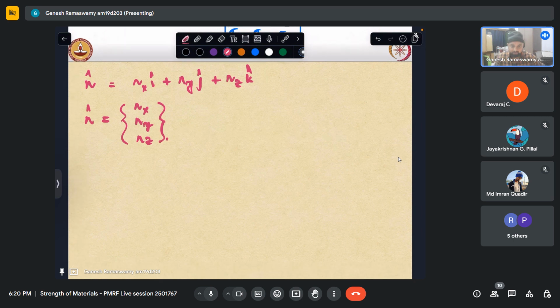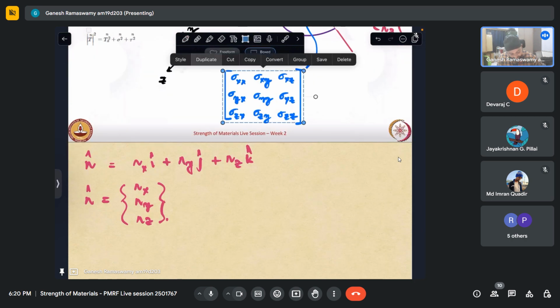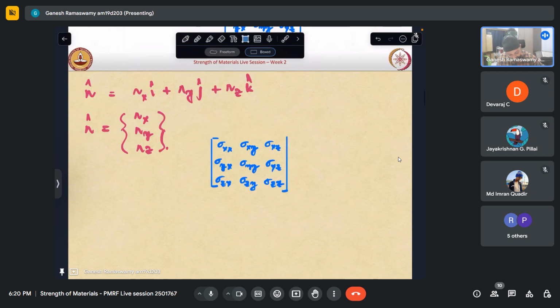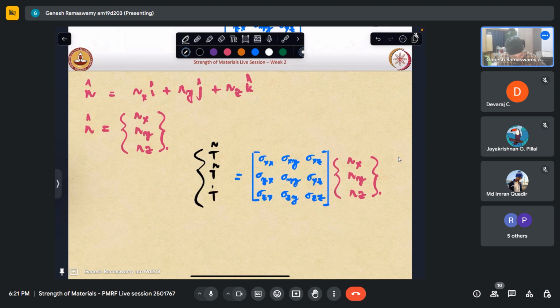So what Cauchy's formula states is, if we know the stress tensor at any point, and if we cut one plane through that point, which has the outward normal vector like that, then the multiplication of these two basically gives us the traction vector at that point. The traction vector component is nothing but Tn, and we will have three subscripts. This is along x, this is along y, this is along z.